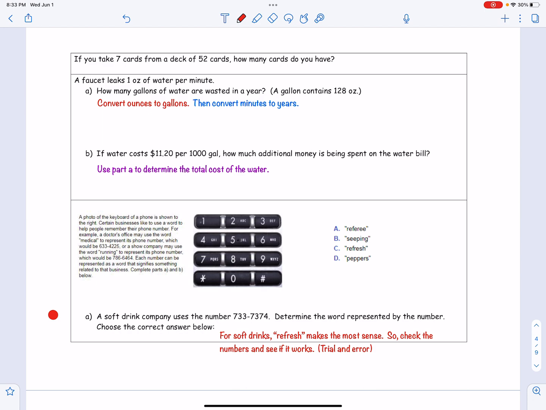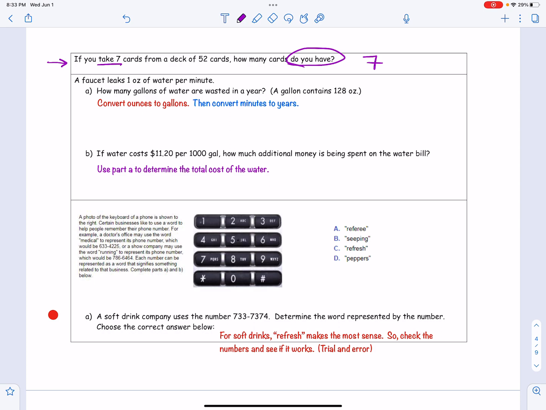All right, here's another one of those good problems of, just make sure that you read carefully. If you take 7 cards from a deck of 52, how many do you have? Again, a lot of people would look at this and do 52 minus 7, but they would be computing how many are left in the deck when really I want to know how many I have in my hand. Well, if I took 7 cards, I've got 7 cards in my hand. So again, just read carefully.